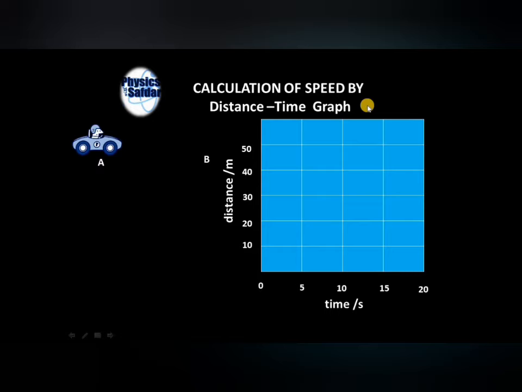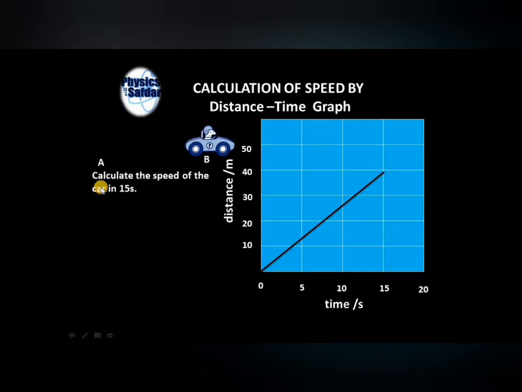Students, now you are going to learn how to calculate the speed of an object by using its distance time graph. Look at this example. A car is moving from point A to point B. Its distance time graph you can see here. Now the question is, calculate the speed of the car in 15 seconds. For that, first you need to recall the speed equation. Speed is equal to distance divided by time.